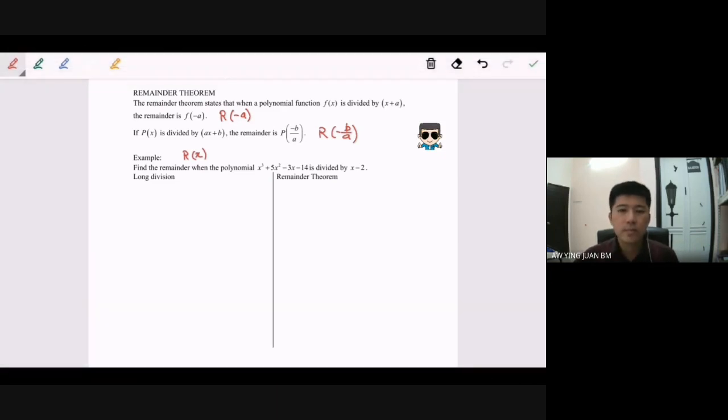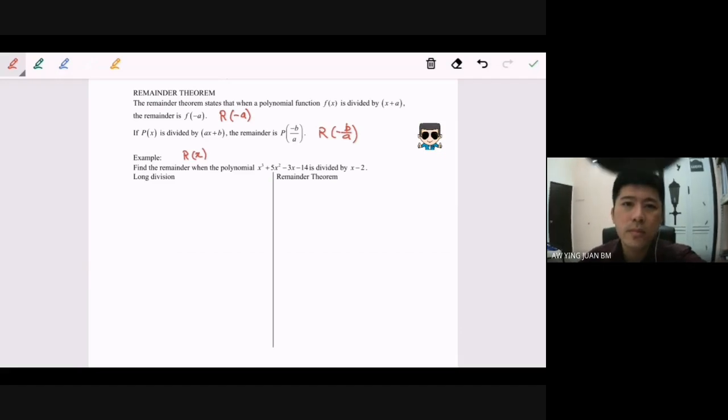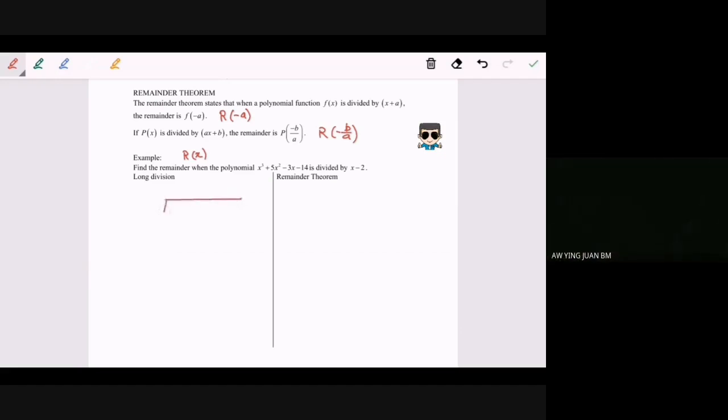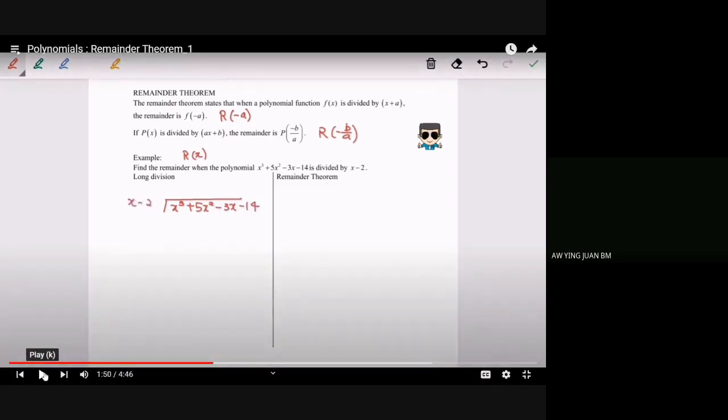To find the remainder, so now I'm going to insert the function x cubed plus 5x squared minus 3x minus 14. So the divisor will be x minus 2. Take note now. Take note now. This one is P(x), this one is D(x).